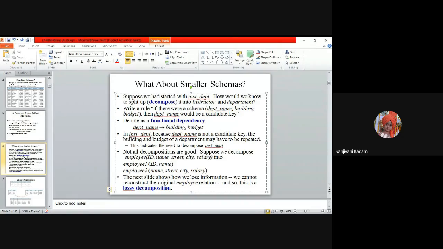Here we may make a rule that each department entry should appear once in the department relation, because we cannot repeat the department name, and hence we will consider department name a candidate key. Functional dependency is denoted by an arrow. On the department name attribute we have two attributes dependent, building and budget. So I may say that building and budget are functionally dependent on the department name.